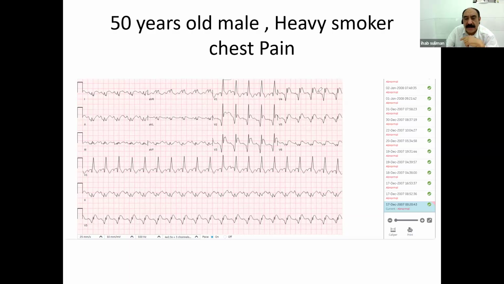So this gentleman, as you can see, came with ST elevation from V1 to V2, V3, V4, V5 and V6. There is also ST elevation in lead 1 and lead 2 and probably also aVL. There are also Q waves. This is a Q wave, so he is starting to have Q waves.